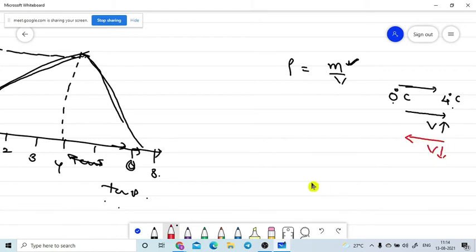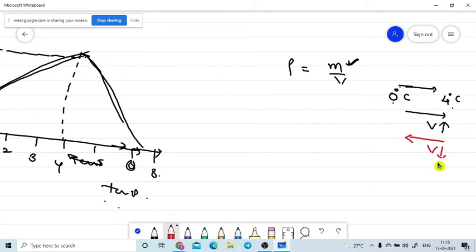Hello. No. We are moving from 0 degree centigrade to 4 degree centigrade. Yes, sir. That is very important.